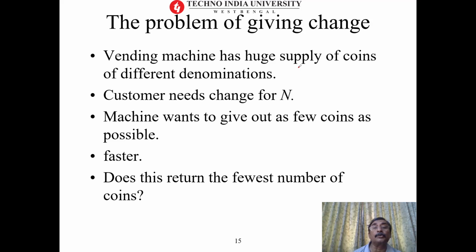Now the machine wants to give out as few coins as possible. Why? Because it doesn't want to misuse its stock of the supply of coins. This is also faster. If 2 coins are to be dispensed, it will be easier and faster. If 10 coins are to be dispensed, that will be more time consuming. Now, the question is how to do this with the fewest number of coins.